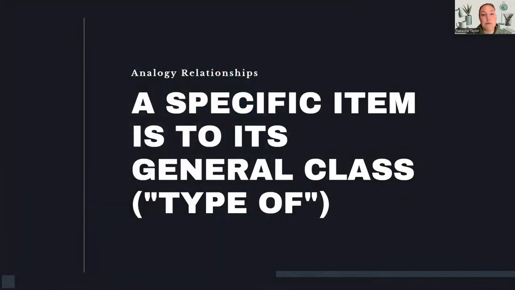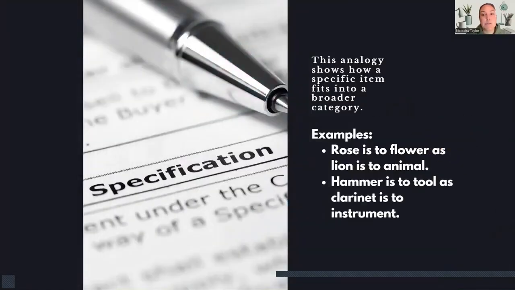Analogy relationships. A specific item is to its general class, type of. This analogy shows how a specific item fits into a broader category.